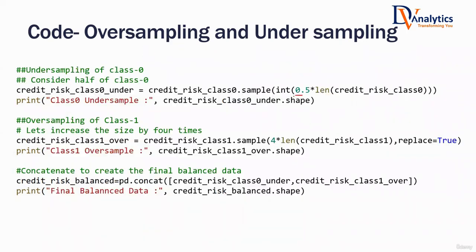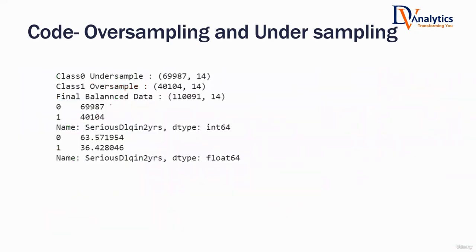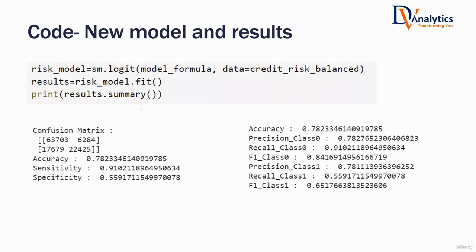So what am I doing? I'm taking 50% of the first class and 4 times the second class. Overall, the balanced data will have 70K of one class, 40K of the other class. By building a model on this, I will have better results. Do you agree with that, all of you? Is the concept of oversampling and undersampling understood? Yes, all of you? Are you clear on this? Go ahead. Execute this code.